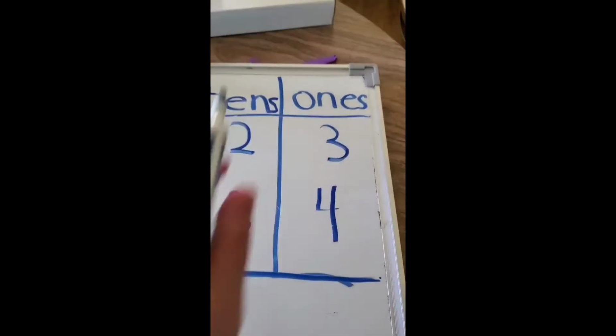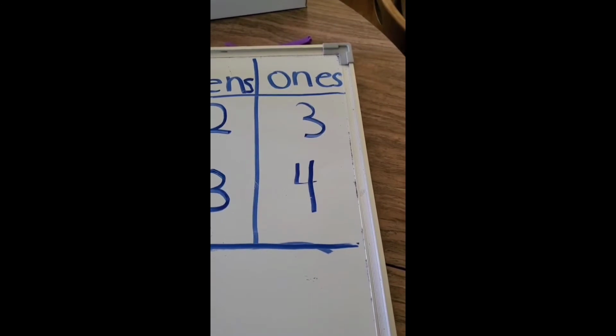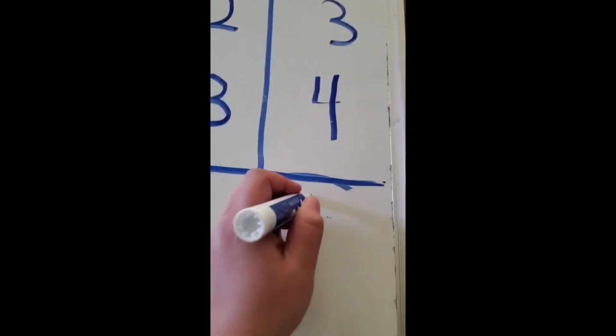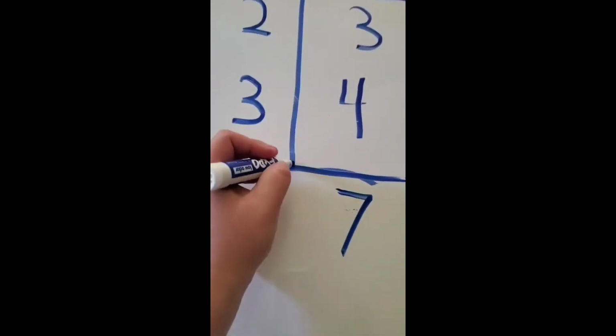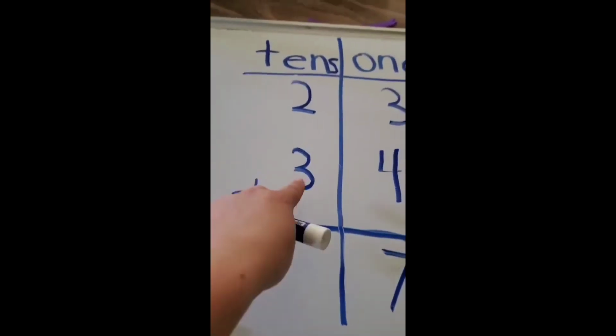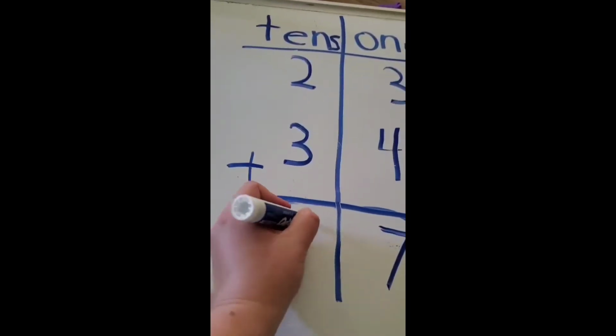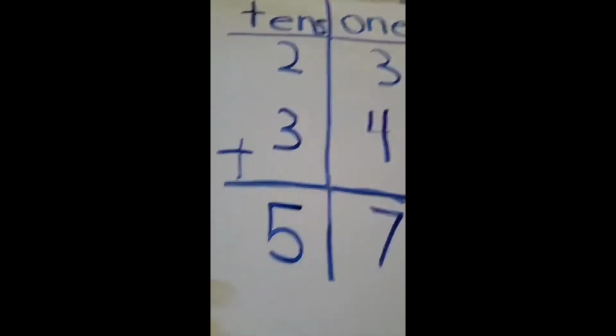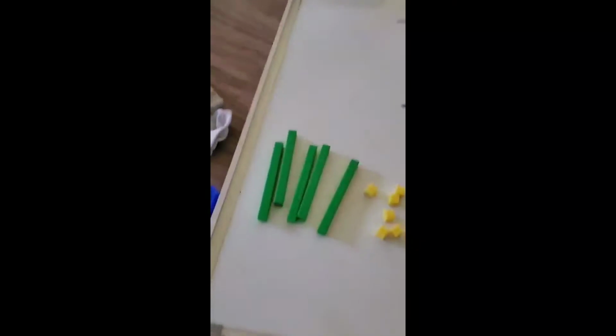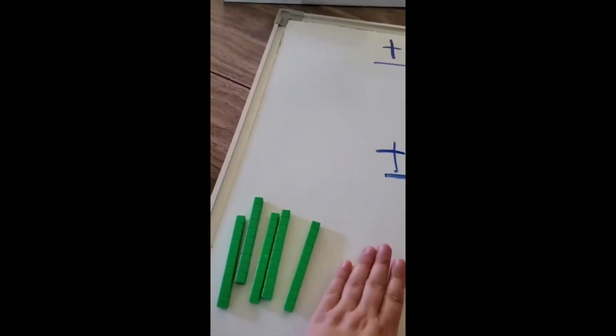4 plus 3 is what? You're right, it's 7, and that goes right down below. And then 3 plus 2 is what? You're right, 57. Let's count our rods to see if we are right. Our rods and our units.